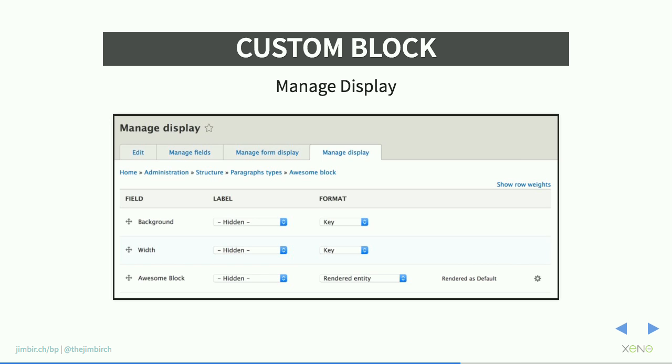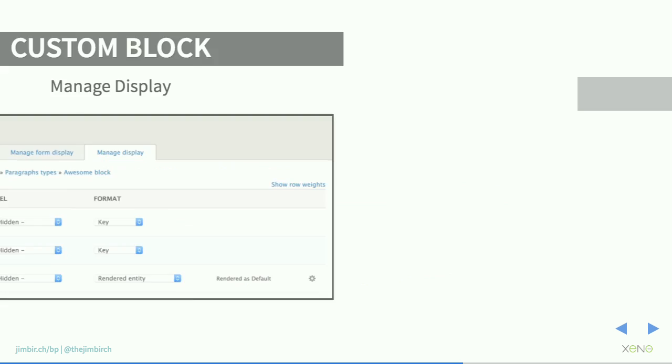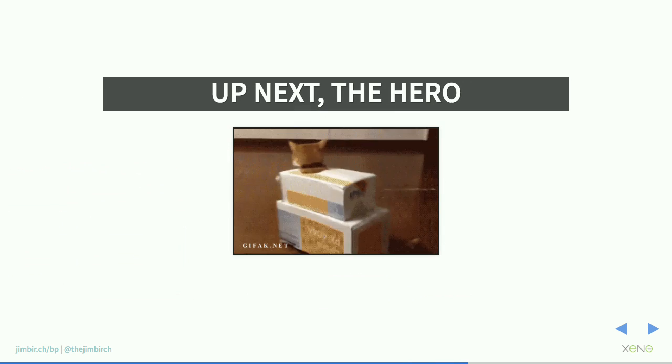And then we move on to the display. So just like the Drupal block display, we're displaying the background and the width as the key values. And then our Twig template can turn it into the classes. And then the awesome block gets rendered as an entity. And here you can select the different view modes, the different display modes for it. Most of the time on blocks it's just default, but if you had a teaser display or a sidebar display, you could do that here. So that is the custom block.